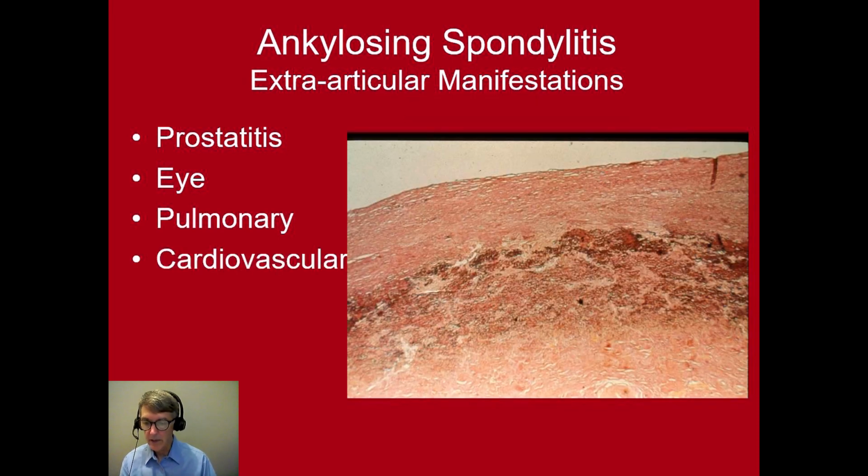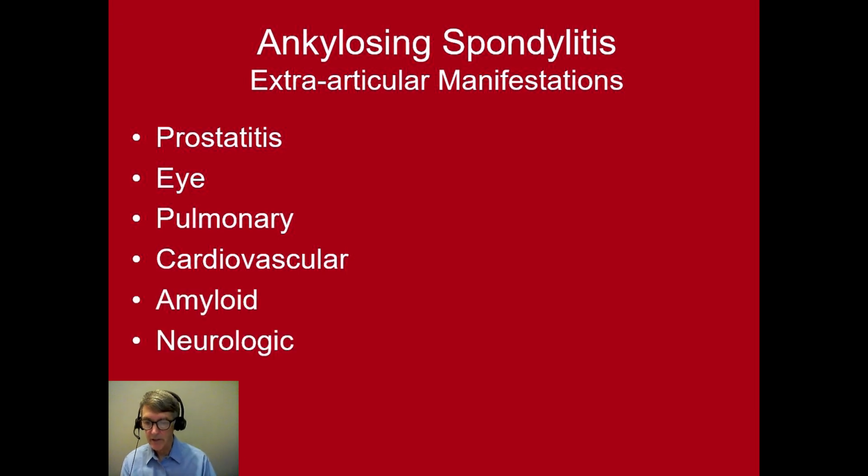They can have cardiovascular involvement, in particular inflammation of the great vessels. This is a cross section of an aorta with what we call inflammation or aortitis. There can be other manifestations of inflammation, including amyloid, which is an occasional complication. Neurologic involvement can occur, but this is more at the level of the cauda equina, probably related to the inflammation and fusion of the spine, but this can cause leg and buttock pain.